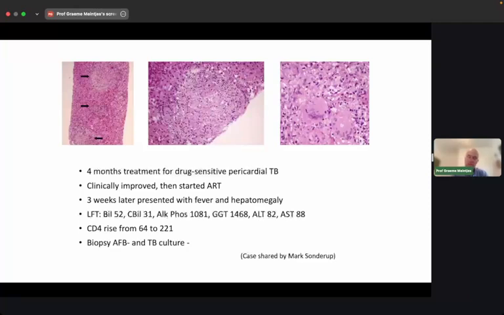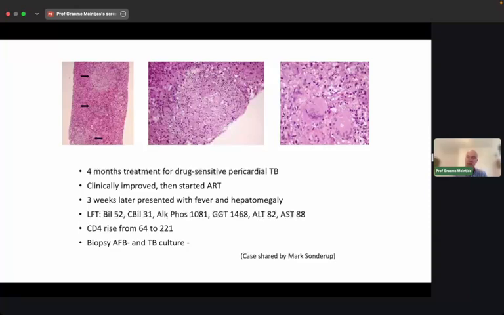A common feature of TB IRIS is hepatomegaly and jaundice. The patients can have jaundice and obstructive liver function derangement. Obviously, very difficult to differentiate from drug-induced liver injury. Sometimes, if there are other features that can suggest TB IRIS, but sometimes the patient needs a biopsy to differentiate, and sometimes you just need to be careful and treat it as drug-induced liver injury and see if it responds to drug withdrawal.